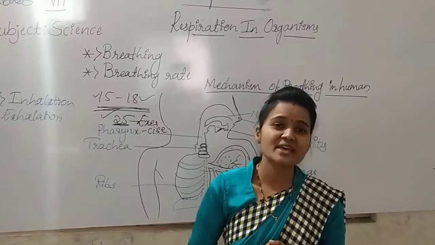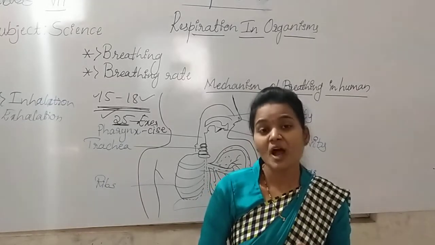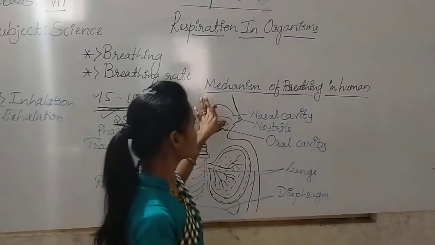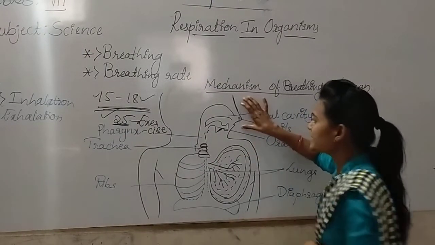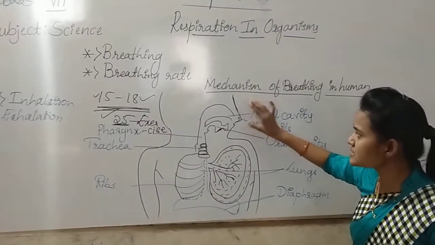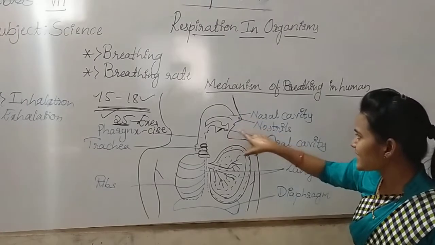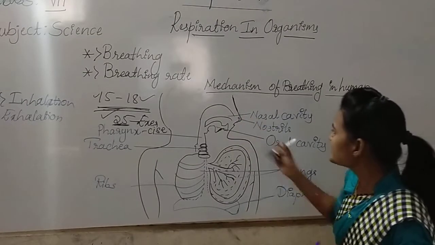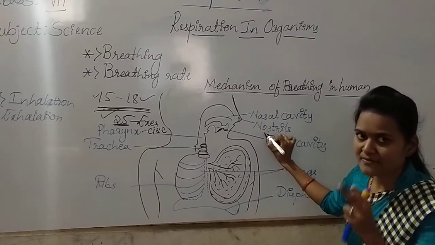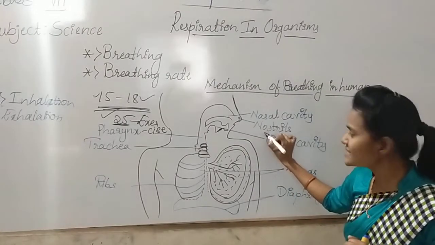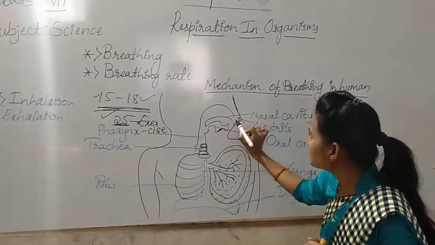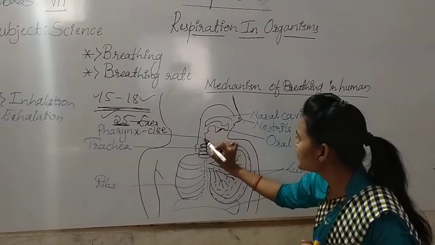So students, exactly what is meant by the mechanism, how the mechanism process will be going on, we'll see here. First of all, this is the human respiratory system. This is the nasal cavity, and these two are the nostrils. We have a nose and two nostrils. A nasal cavity is present inside the nose, and from the nasal cavity a windpipe is there.